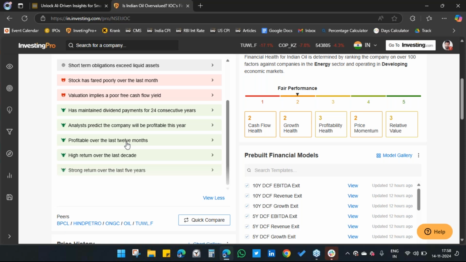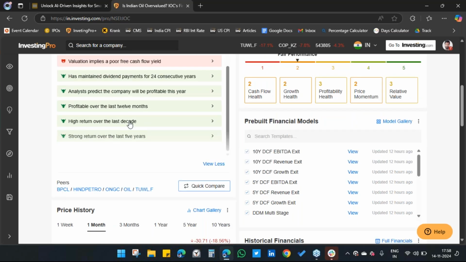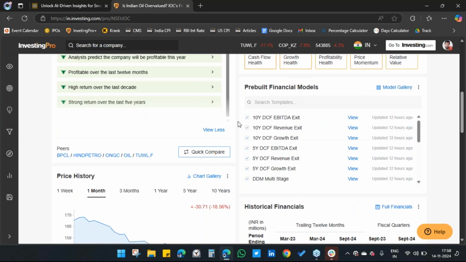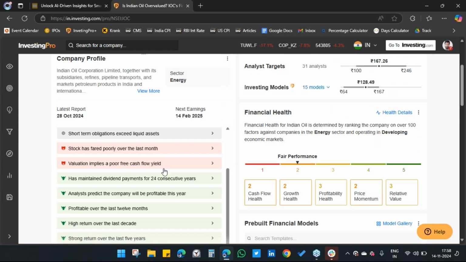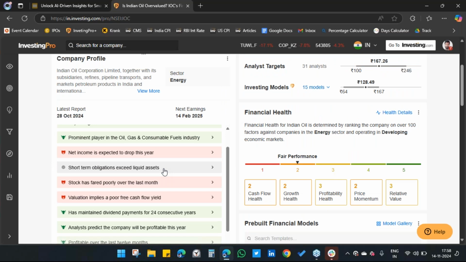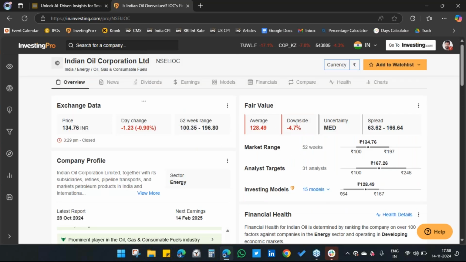Again, profitable over the last 12 months, high return over the last decade, strong returns last 5 years. So all these bite-sized information are displayed by ProTips, and it can definitely influence your decision making. So don't just go on the basis of fair value. Let's say a fair value here is 128. That means there is a 4.7% downside potential because the CMP is above the fair value, which is 134. So just looking at this information, you might not want to buy that stock because it is overvalued, which is fine.